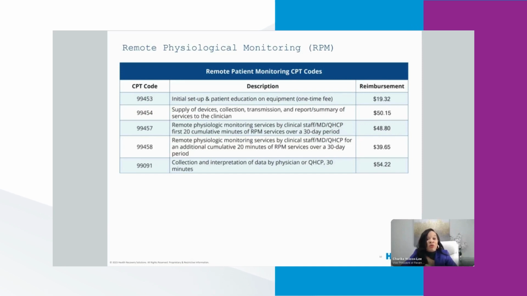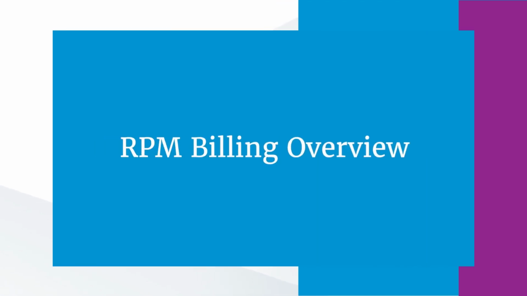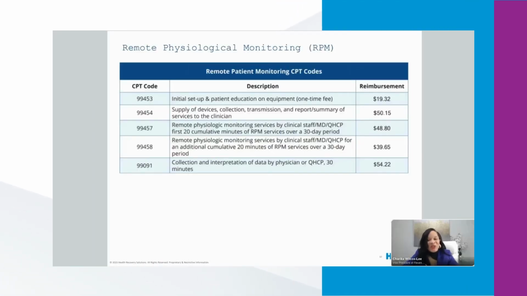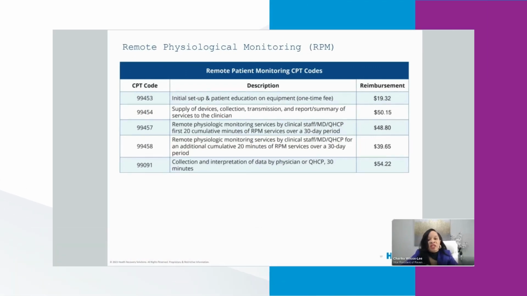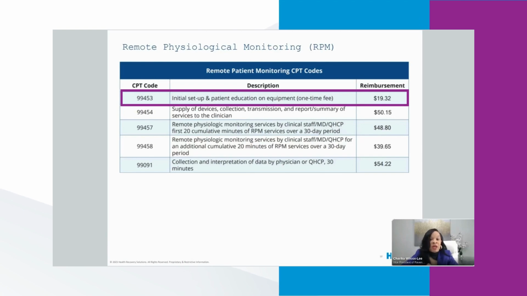Let's get into the remote physiological monitoring, or the RPM, or remote patient monitoring codes. They're interchangeable. First code is the 99453 for the initial setup and patient education of equipment. It's a one-time billable fee. Okay, it's one time based on that episode of care, and I will elaborate on that a little bit more. It has a $19.32 reimbursement rate.